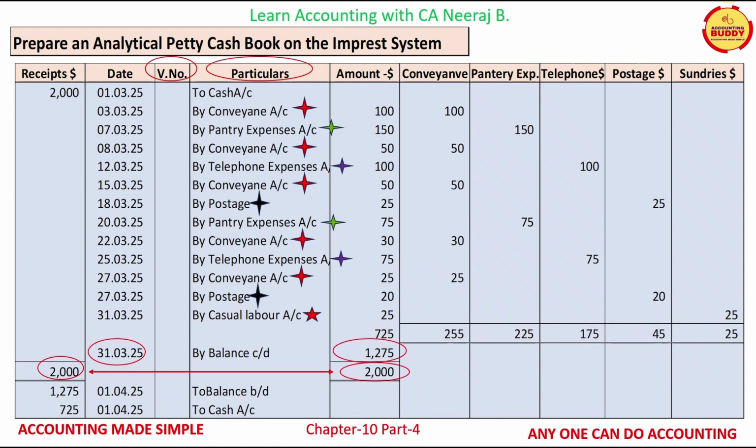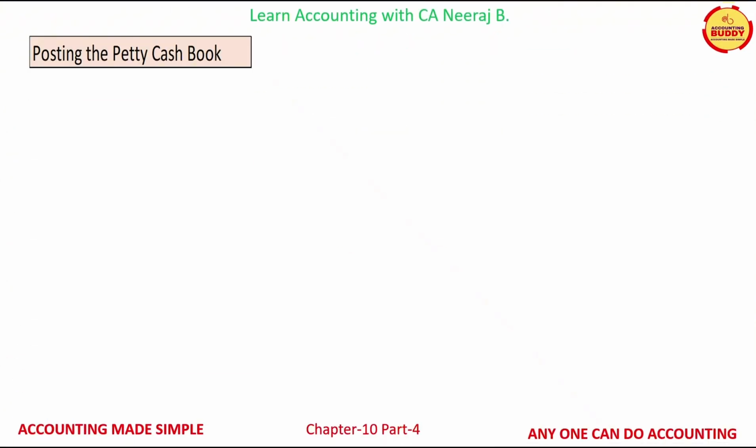The closing petty cash in hand of $1,275 on 31st March 25 will become the opening balance and will appear in the receipt column by writing the words "to balance brought down." The petty cash will be reimbursed with $725 by writing the words "to cash account" to make the imprest balance again $2,000. Let us now learn the process of posting petty cash book transactions.